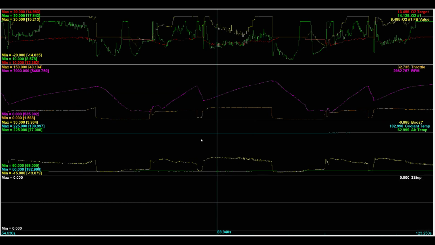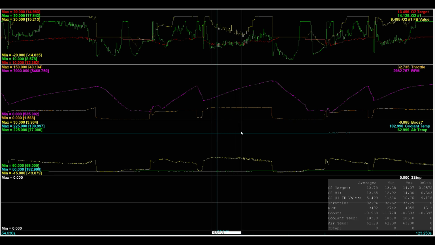Let's go right here and just kind of scope in an average of this section right here. Look at this period of time of being on the throttle at a steady rate of 32.7. Our O2 target is 13.79. Our actual O2 is 13.65. We got some feedback of only 5.4%, right? So that's pretty good. The RPMs from 2742 up through 4055, and our boost is right there, right at about vacuum.